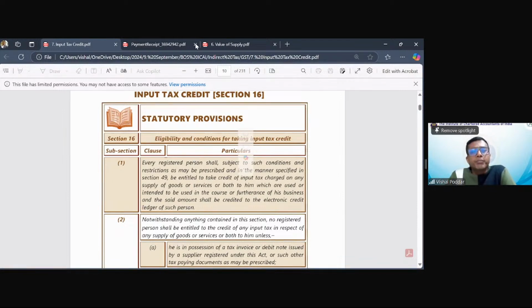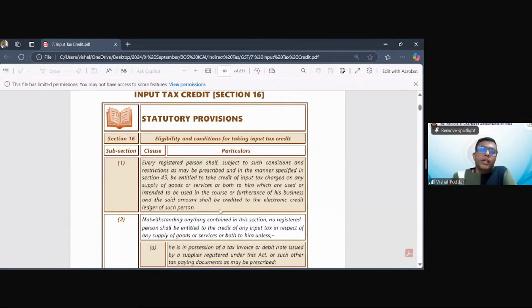With this background, let us start with these sections. Now, as I said, these are the three main sections of ITC, but yes, we have some connected sections to this, and most important, we have certain rules. These rules are connected to each of these sections.